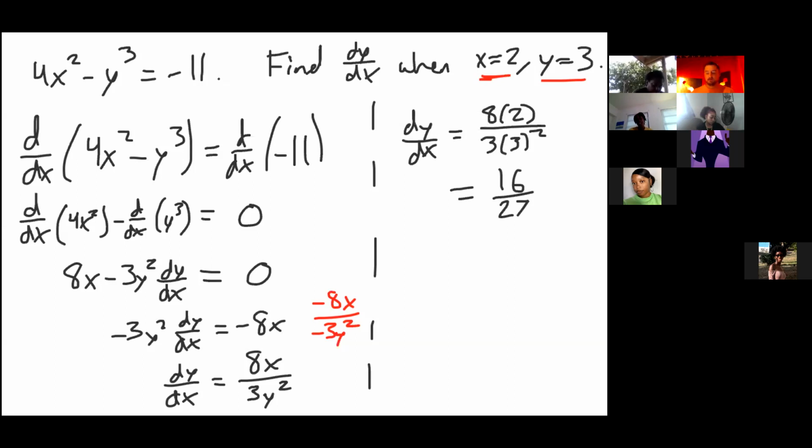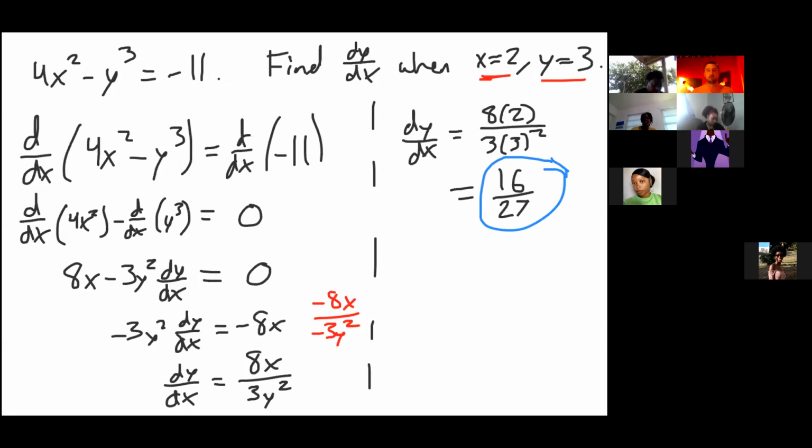So your final answer would have been 16 over 27. How y is changing as x changes at the point (2, 3). When x is 2, y is 3. Well, this function is changing at 16 over 27.